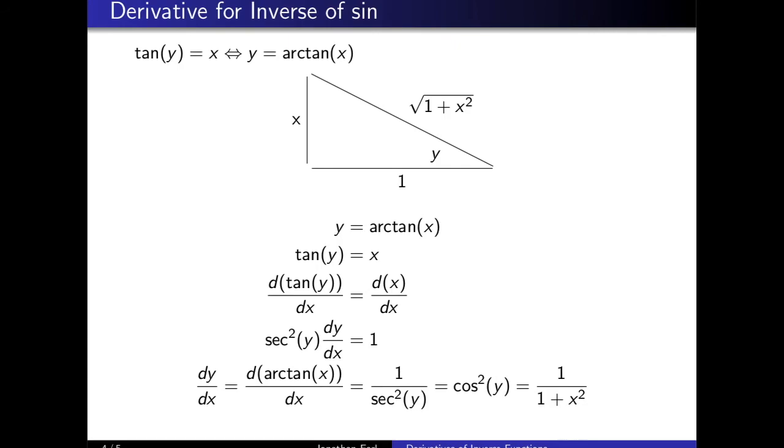So we'll do implicit differentiation to get that one. On the right-hand side, we again have dx/dx, which gives us 1. On the left-hand side, we use implicit derivatives on tangent of y. The derivative of tangent is secant squared, so we get secant squared of y times dy/dx. Then isolating for dy/dx, we get 1 over secant squared, or cosine squared of y. From the triangle, our adjacent side is 1, our hypotenuse is the square root of 1 plus x squared, and we're squaring the whole thing, so we get 1 over 1 plus x squared, which is exactly what we wanted to find.